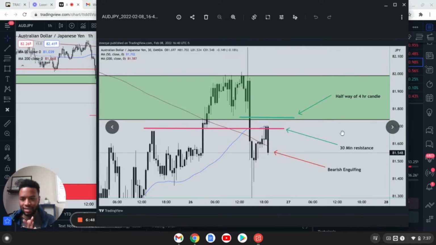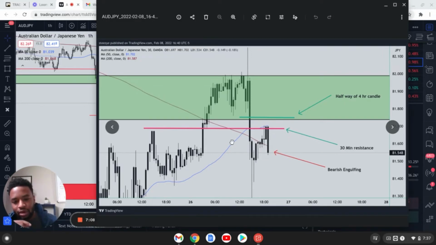So anyway, let's look at this. This is zoomed in, 30 minutes. As you can see, we had this halfway of a 4-hour candle right here. What I really like to do is when that 4-hour engulfs, I love to take it halfway up and then sell it right then, or buy it right then, right when it goes halfway through. It just lets me know I got a clean retracement. But that didn't really happen.